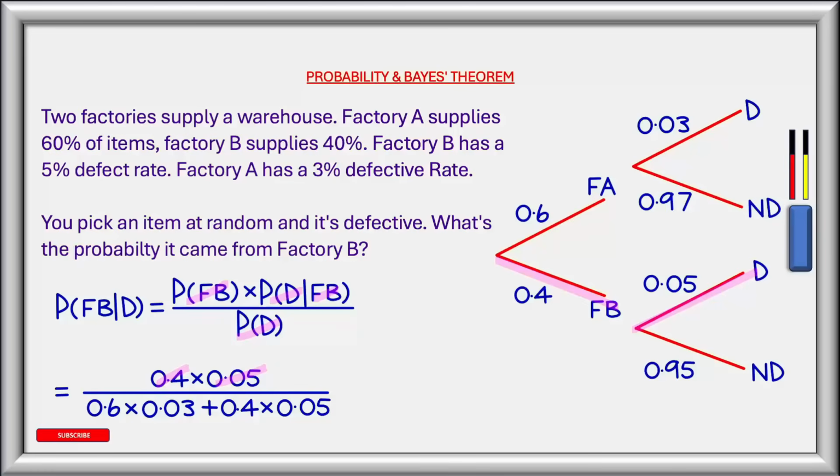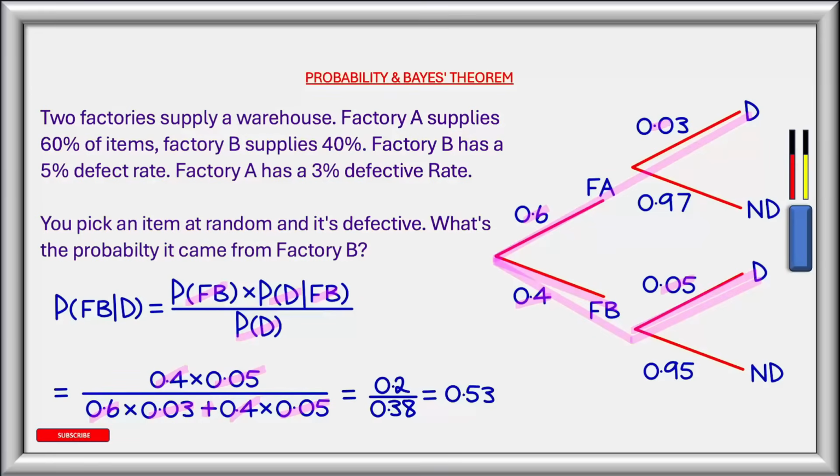Now the probability an item is defective is given by two paths. So the probability it's defective and from factory A, so this path, or the probability it's defective and from factory B, so this path. And as it's an either or, we need to add the probabilities together. So the first probability is 0.6 multiplied by 0.03, so these numbers here. And the second is 0.4 multiplied by 0.05, so these numbers here. And when we simplify this, we get 0.2 divided by 0.38, which gives us a probability of 0.53 correct to 2 decimal places.